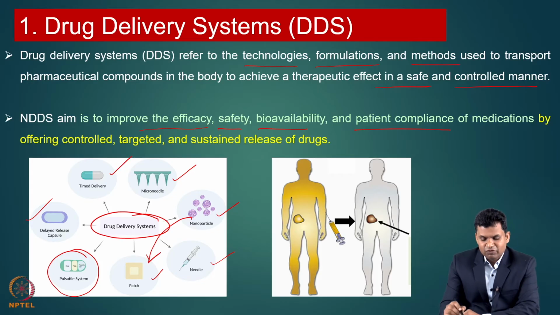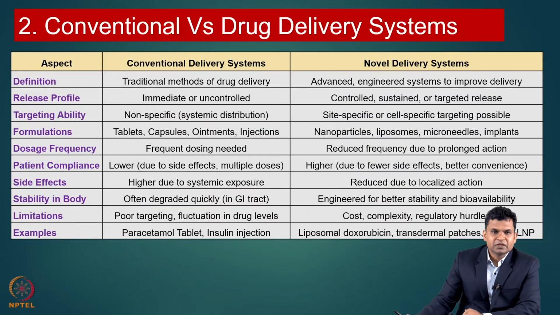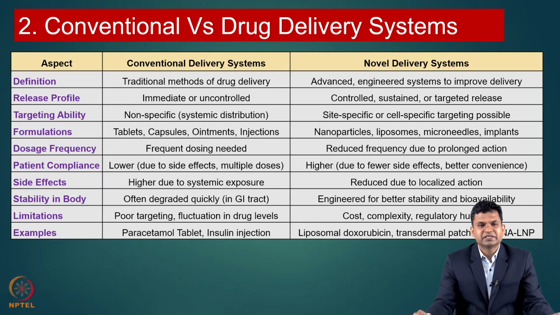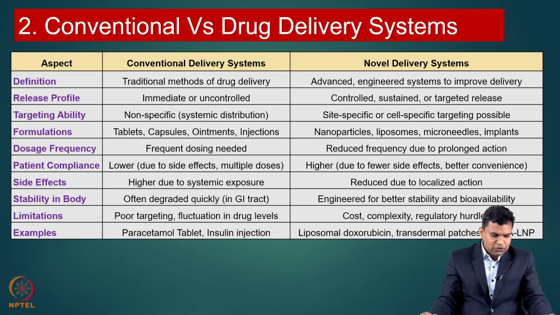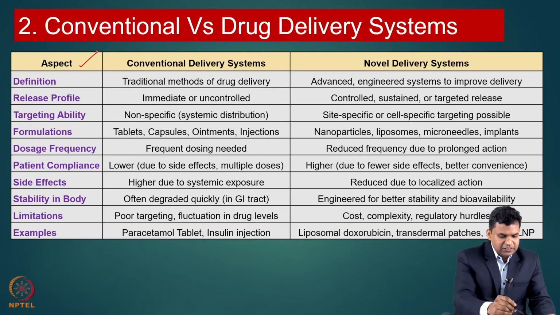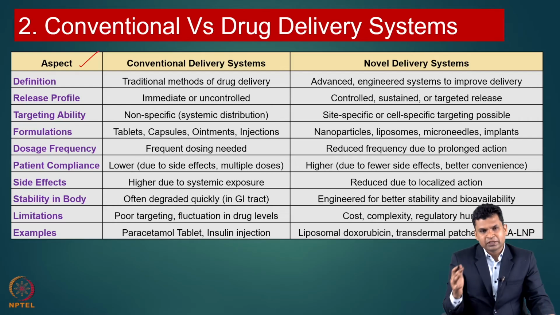Now, here you can see this is the non-specific delivery and this case is the targeted delivery system. You can see the drug accumulation in the tumor site. With this we can improve patient compliance and improve the safety and efficacy in human beings. Now we will understand the differences between conventional drug delivery systems and novel drug delivery systems, comparing various aspects.